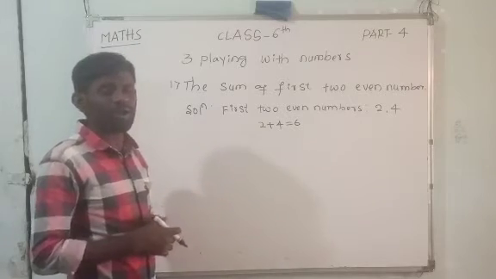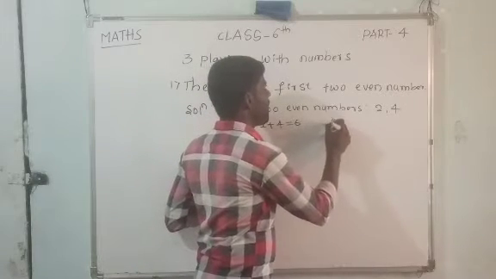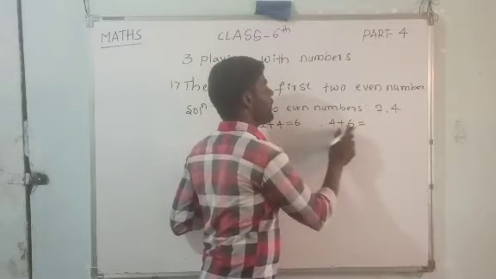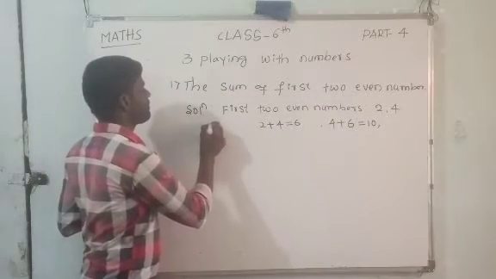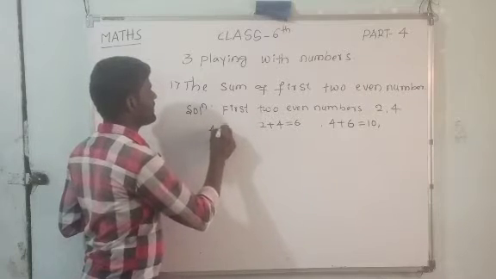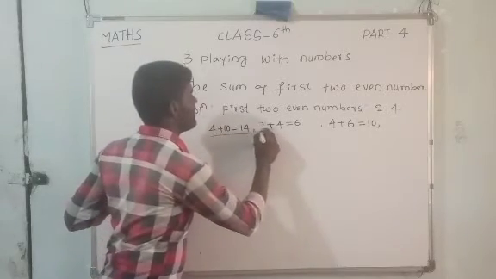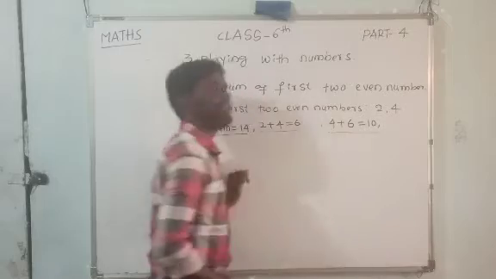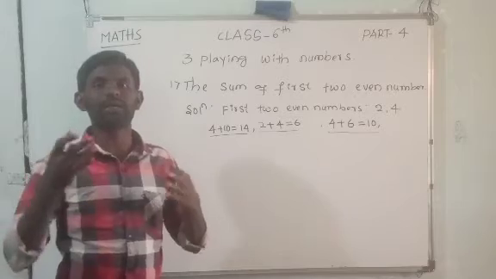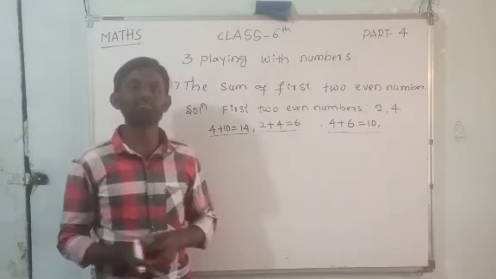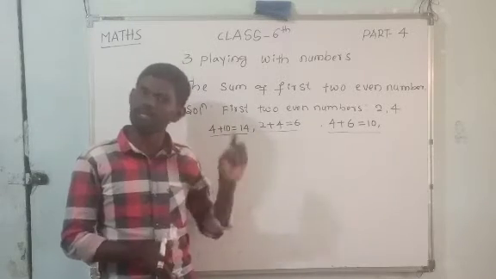Then take one more example for the even numbers. Suppose 4 plus 6, that is 10. Take another example, 4 plus 10, that is 14. Dear children, see all these examples: the sum of any two even numbers is always even. We conclude that the sum of any two even numbers is even.